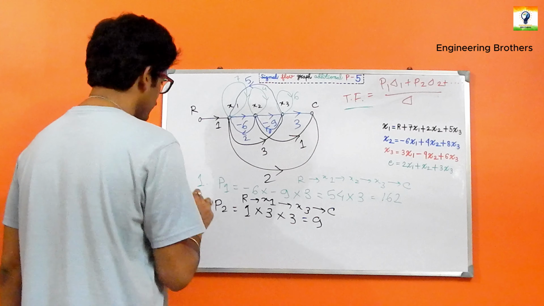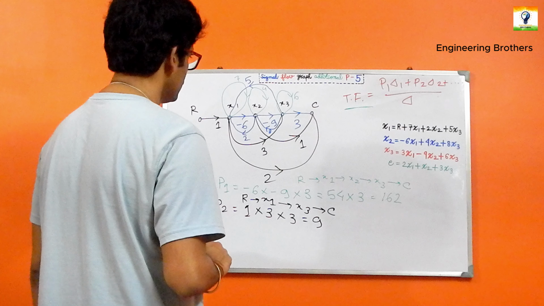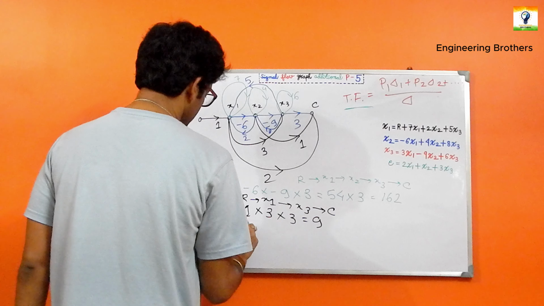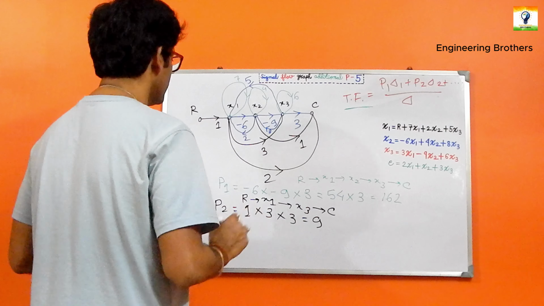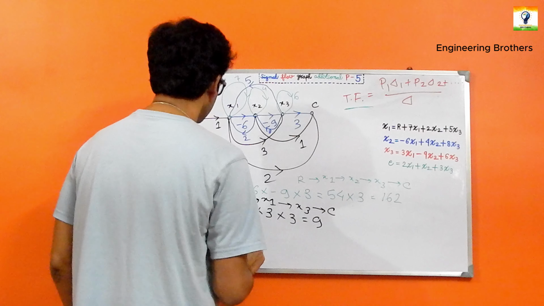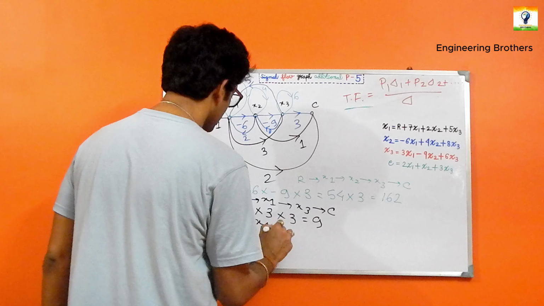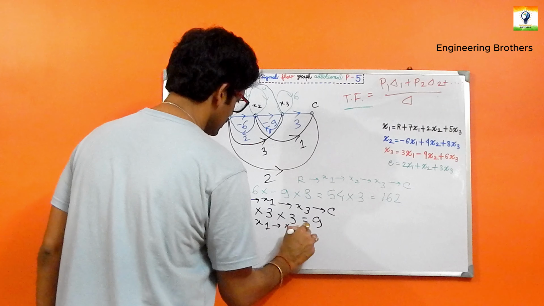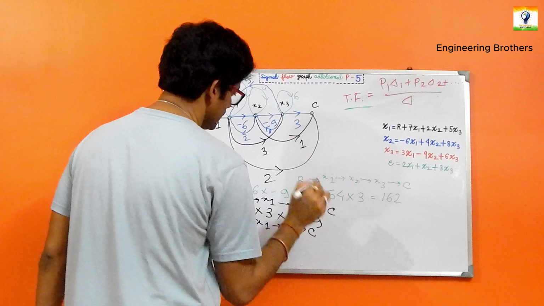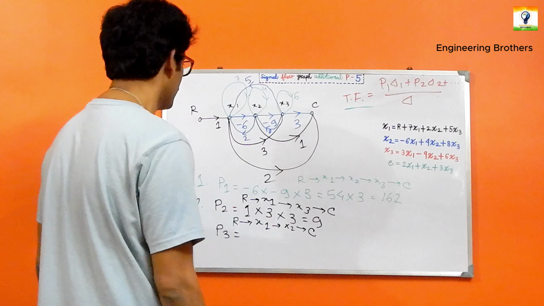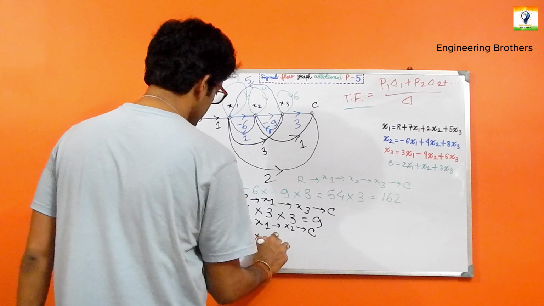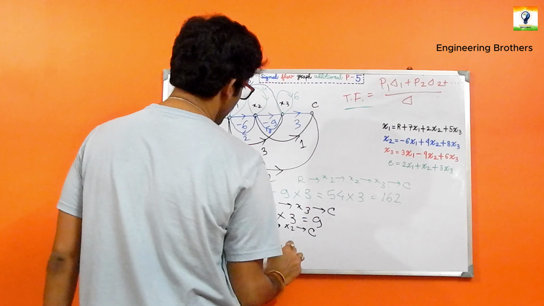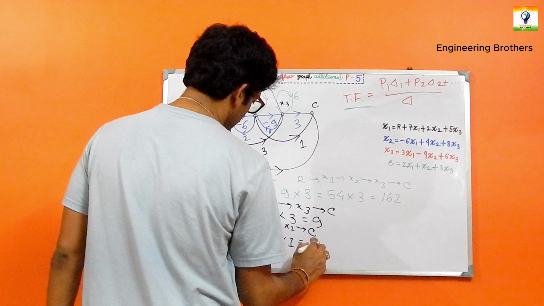For the next forward path, once again I am just going to write down the path. It naturally starts from R to X1, then to X2, then to our C. And the gain for that particular forward path will be 1 multiplied by -6, then to our 1. Now the gain for that path will be -6.